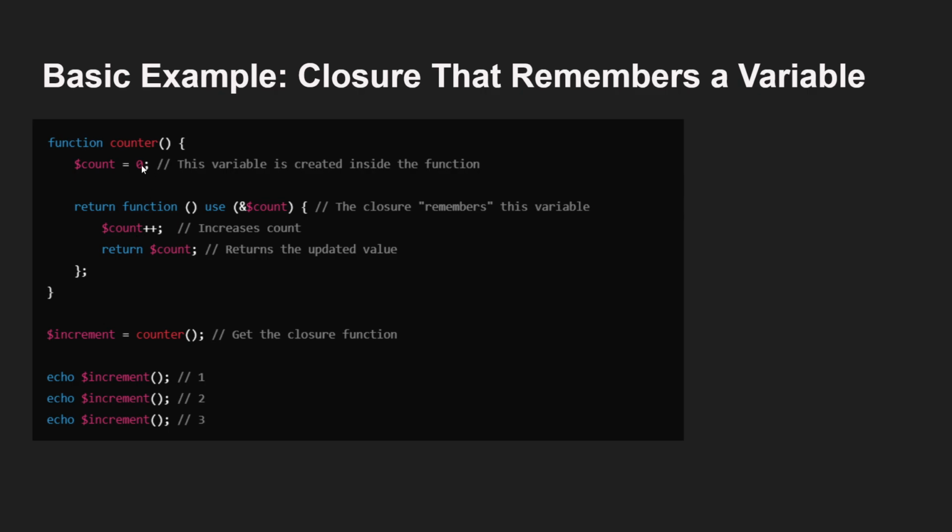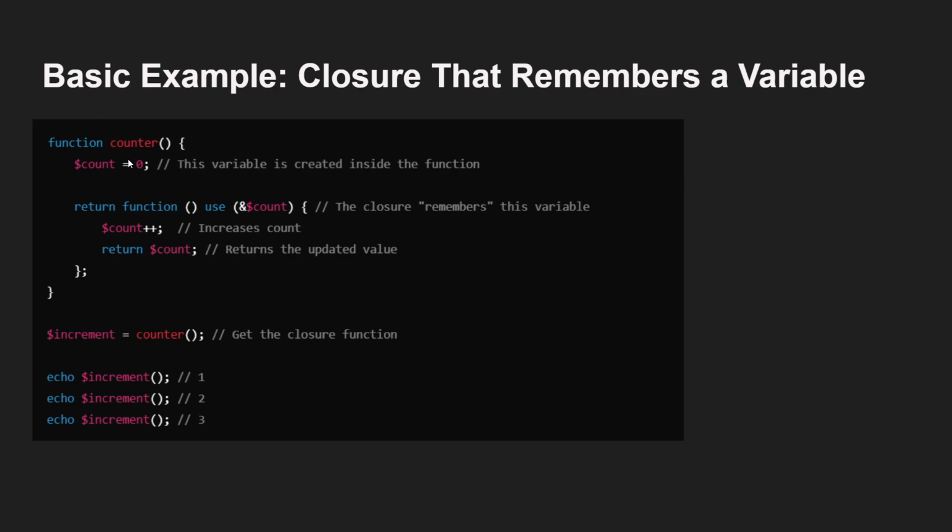If this was 5 and we didn't have the ampersand and we only incremented, every time we call it, it would be 6, 6, 6, right? But because we are referencing the main one, we are making changes to it. So we go 1, 2, and 3 because it starts from 0.